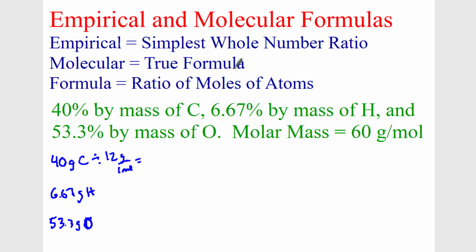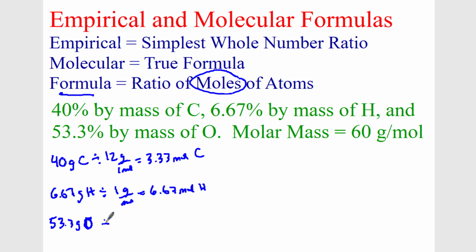And think of it, if a formula is a ratio of moles, I want to get into moles. I want to figure out how many moles I have. So 40 divided by 12 is 3.33 moles of carbon. Hydrogen is approximately 1 gram per mole, which gives me 6.67 moles of hydrogen. And oxygen, we're going to divide by 16 grams per mole, and we get 3.33 moles of oxygen.